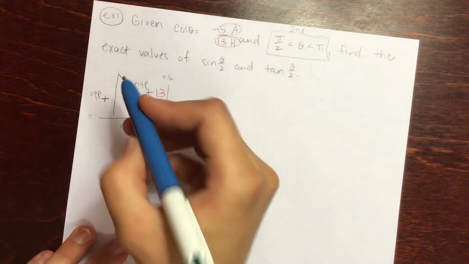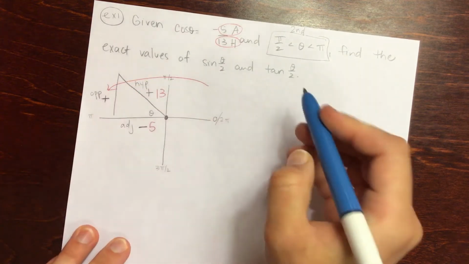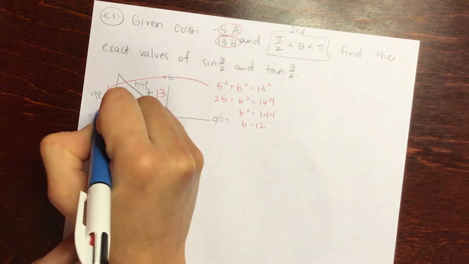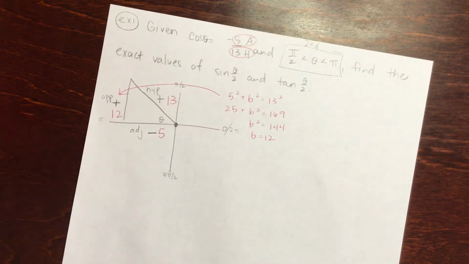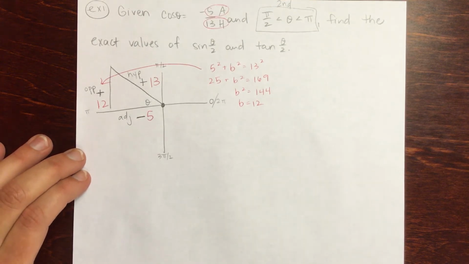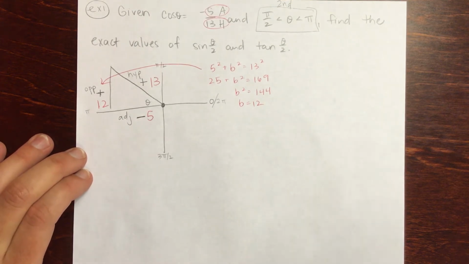Anyhow, all right, we have our triangle set up. Let's find this third side using Pythagorean theorem. Oh, that is really crooked. Anyhow, okay, we got our whole triangle set up. Now we're ready to do sine theta over 2.